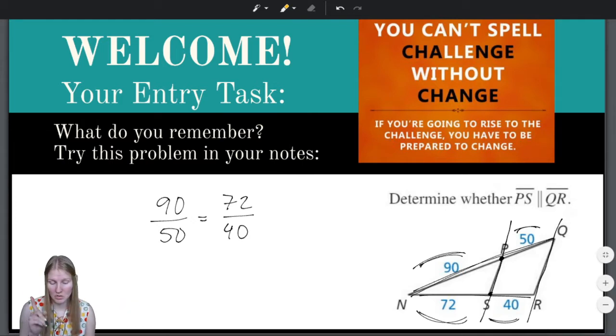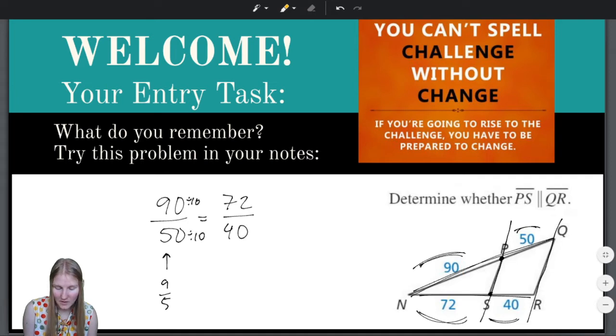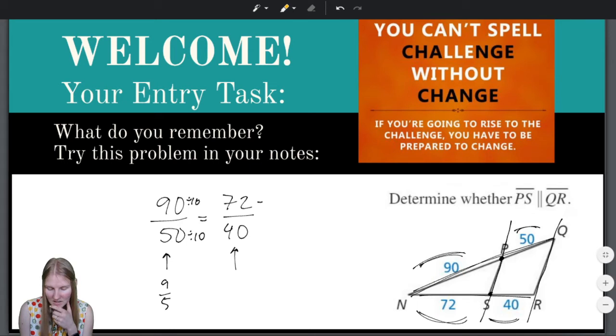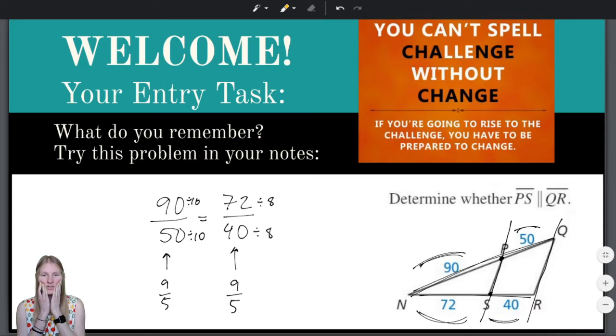Let's see. There are two ways that we can do this. One is by reducing the fractions. So the zeros cancel out here and I have 9/5. Or you can think of this as dividing by 10 on the top and bottom. Dividing by 10 and canceling the zeros are the same thing, because when I divide 90 by 10, I just take away a zero. But anyway, on this side, I can divide by 8 on the top and bottom, and I get 9/5. Yay, those are the same.